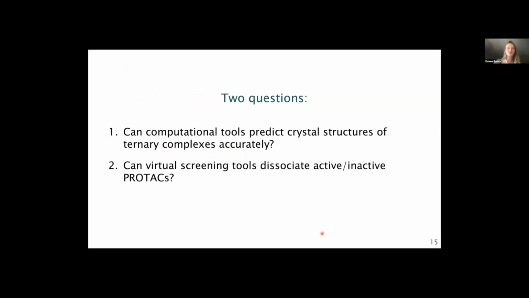And I looked at 2 questions. I looked at whether these tools can predict crystal structures of the ternary complex accurately, since some of these ternary complexes have been crystallized. And also, can these virtual screening tools discriminate between active and inactive PROTACs?